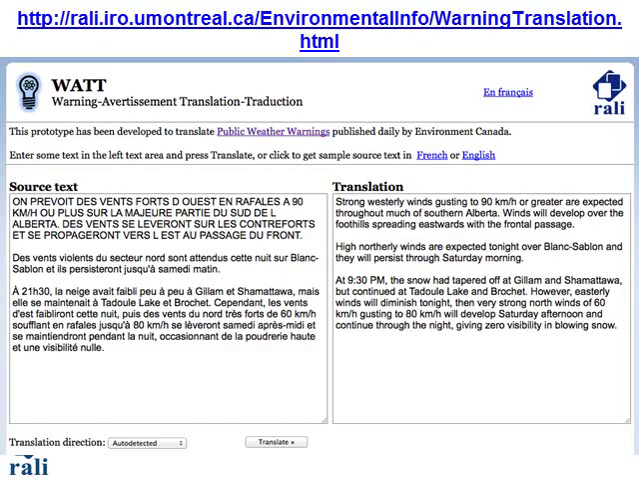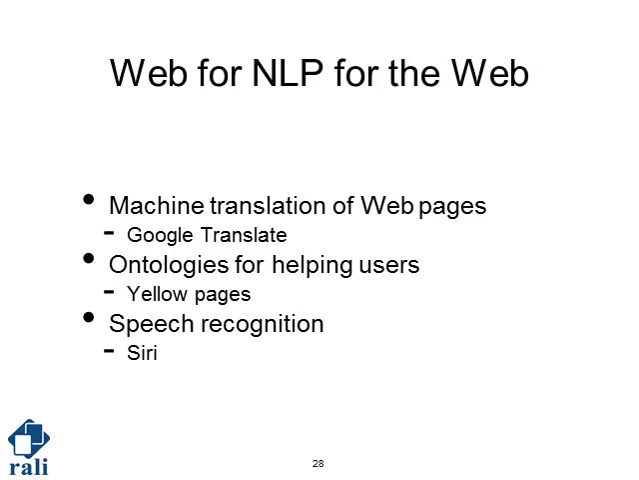We've done some work in our lab on translating, say, weather warnings. In Canada, everything must be available both in French and in English. The weather bulletins are generated in both languages, but the warnings are written in both.